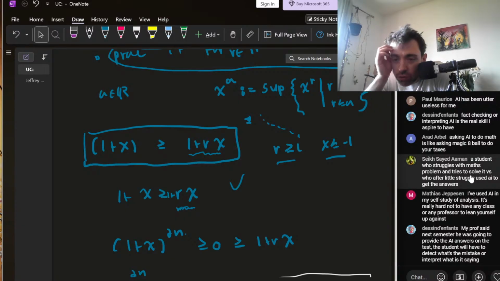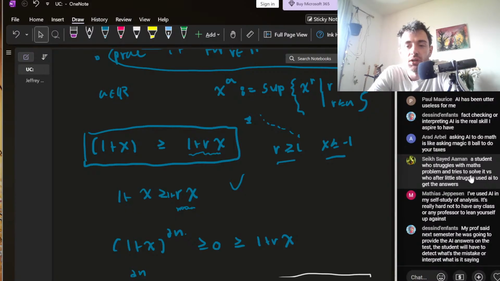Yeah, a student who struggles with math problems and tries to solve it, versus one who after a little struggle used AI to get the answers. Don't use AI to get the answers. I wouldn't use AI to get the answers. Just go to Stack Exchange or something.